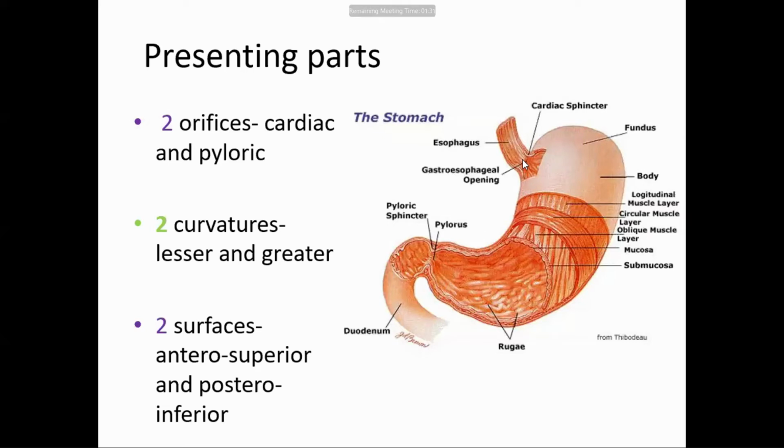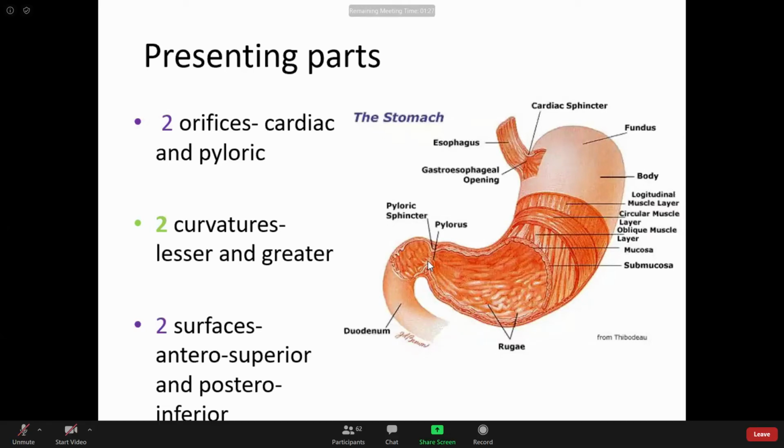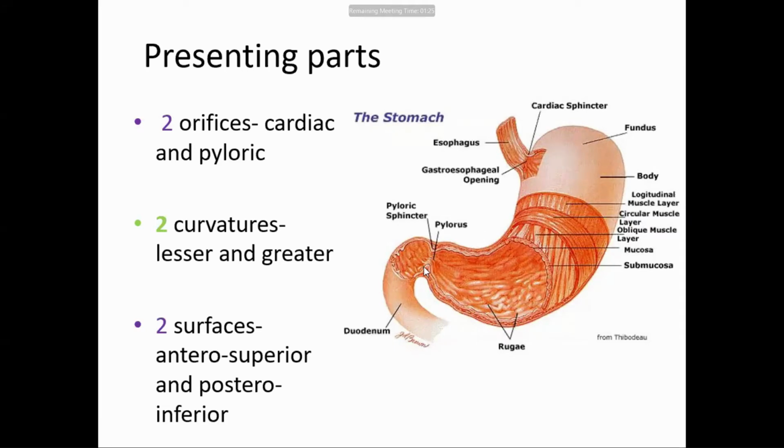Now you know its relations anteriorly and posteriorly. For the pyloric orifice, you also know the relations: anteriorly the quadrate lobe of the liver, posteriorly the neck of the pancreas. And there are two curvatures, the lesser and the greater curvatures. The lesser curvature has the most dependent part.